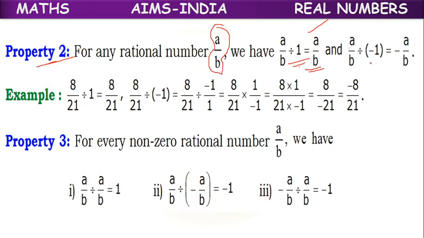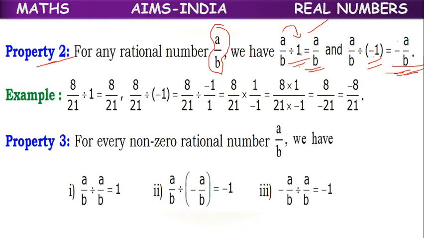Or if it is divided by -1, its value is minus a by b. So during division, if we divide with 1, the value does not change. But if we divide with -1, its sign will change, the value will change.